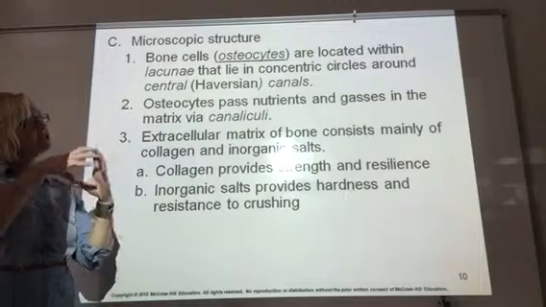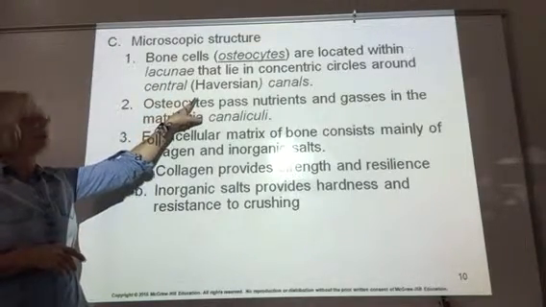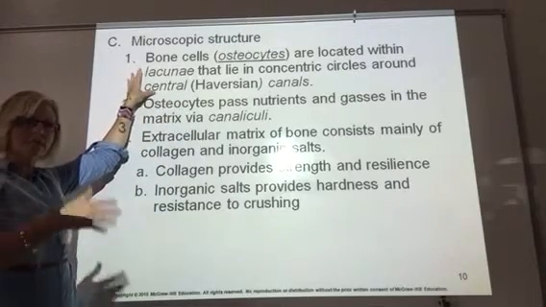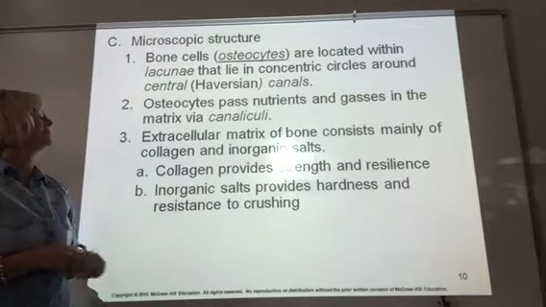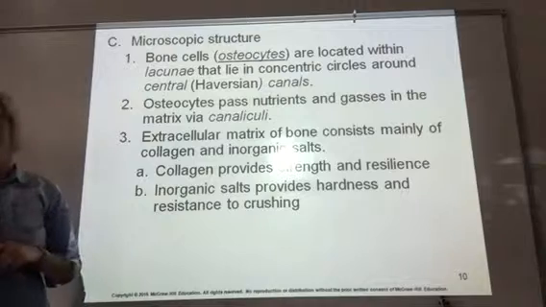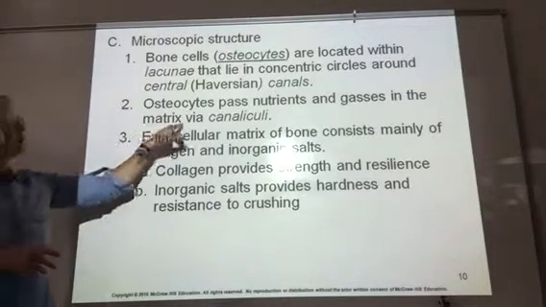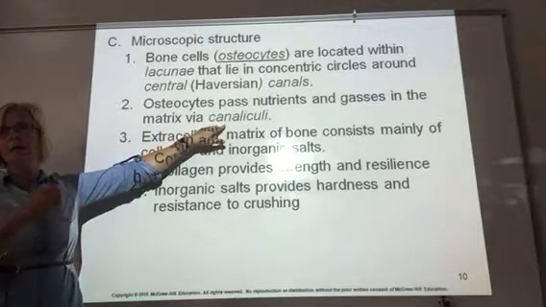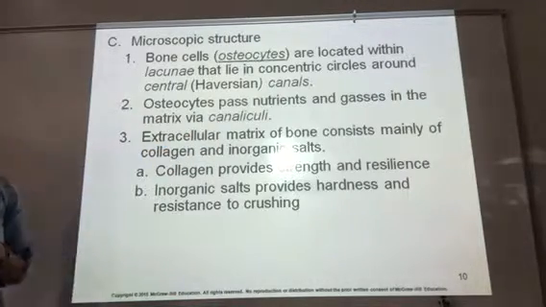And then they lie in circles around your central or Haversian canal. There's a diagram that we'll get to where you can see these. I expect you to know this as well. Osteocytes or bone cells are going to pass nutrients and gases. Obviously, the bone itself is not real conducive to letting things flow. So there are little canals, canaliculi, that spread across the bones that will allow nutrients and gases to go through.